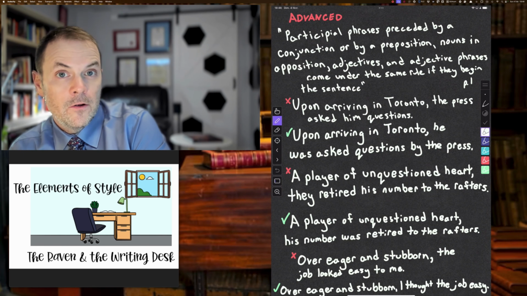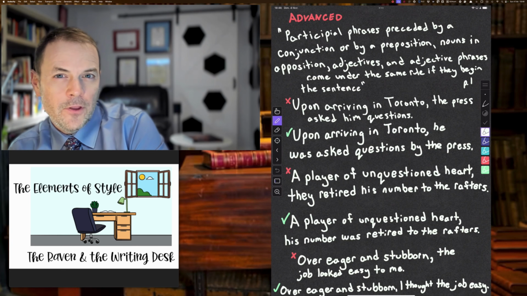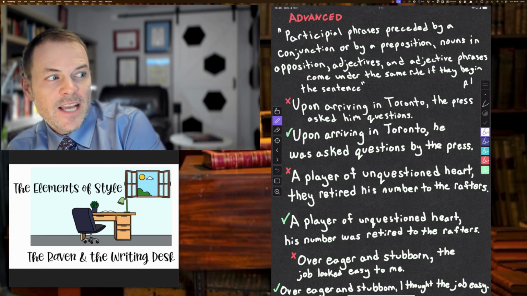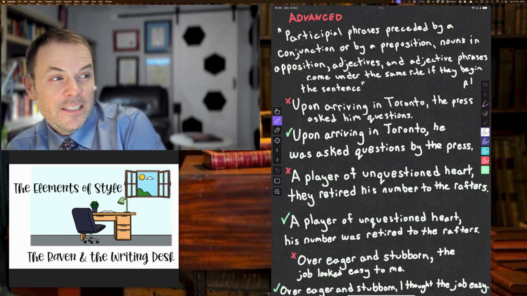For a lot of new writers, that sounds like a perfectly fine sentence. They're imagining someone arriving in Toronto, the press is there, and they're asking questions. The trouble is, we know what we're trying to say, and that doesn't always get down on the page. Look at the second example. Upon arriving in Toronto, he was asked questions by the press. Can you see how that sounds better than the first example?